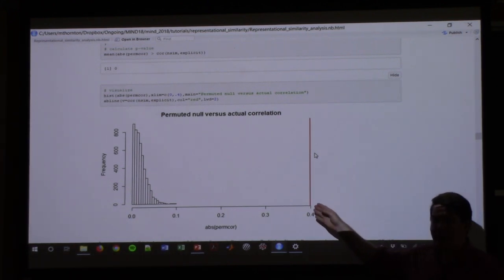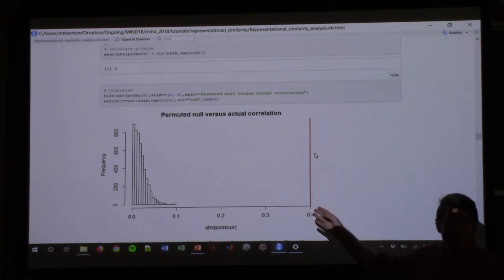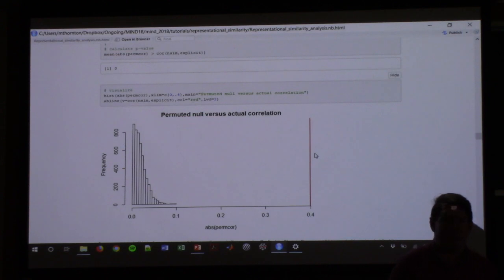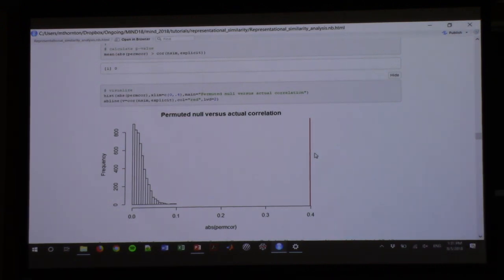This is the true correlation between the unpermuted similarity matrices. You can see that this is wildly beyond anything we observe due to chance in the permutations. So again, we end up with effectively a p-value of 0 to within machine precision. In this case, machine precision is constrained by how many permutations I'm willing to wait for.